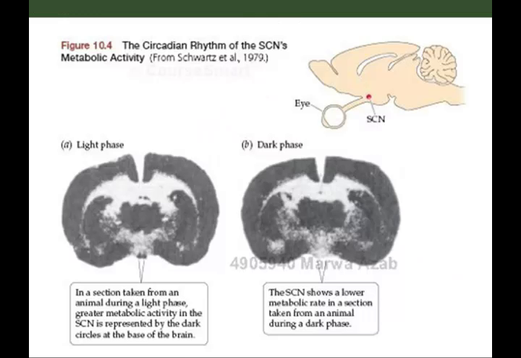Okay? If we look at a slice here showing the suprachiasmatic nucleus, so right on the bottom, these two circles here, that's the suprachiasmatic nucleus. When we look at the metabolic activity, we see that when the animal is during the light, it stains dark. When it has a lower metabolic rate, it's light. So we know that this suprachiasmatic nucleus, yet another line of evidence, is important for setting your rhythms, or it is your biological clock.